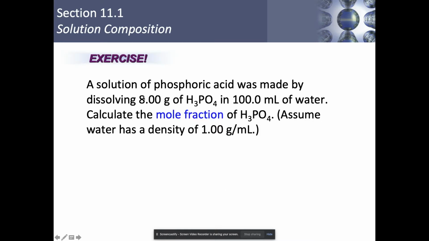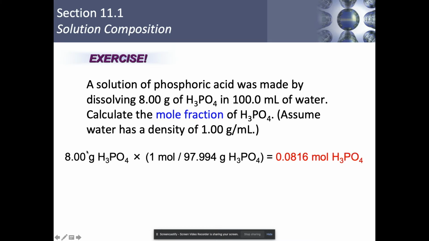So here we have a solution of phosphoric acid that was made by dissolving 8 grams of phosphoric acid in 100 milliliters of water. Let's calculate the mole fraction of our phosphoric acid. And we are assuming that water has a density of 1 and that we're not really worried about density here. Okay, how would we do that? Well, I have 8 grams of phosphoric acid. I would need to convert that to moles. So the molar mass of phosphoric acid is 97.994 grams. So I get this answer for the number of moles.